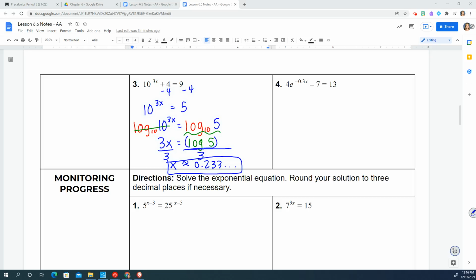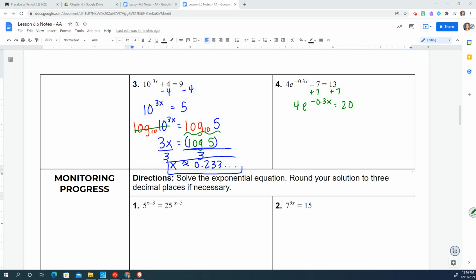Okay. Try another one. This time I see 4 layers on my variable. I have this minus 7. I have this times 4. I have a base of e, and I have a times a negative 0.3. So there's a lot I've got to do, but the easiest first one would be to get rid of that 7. Add 7 to both sides.